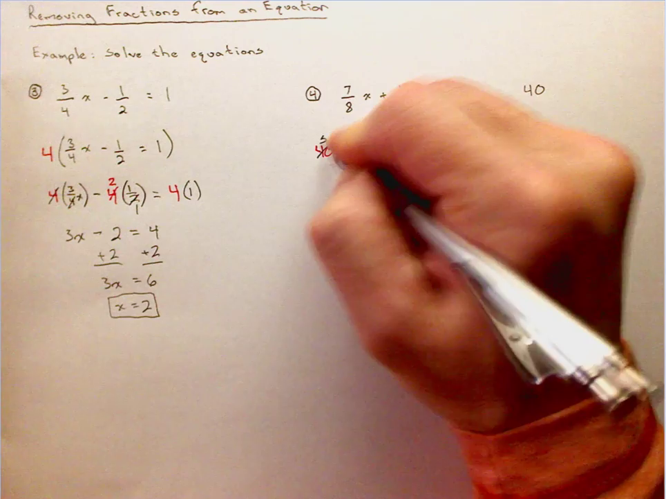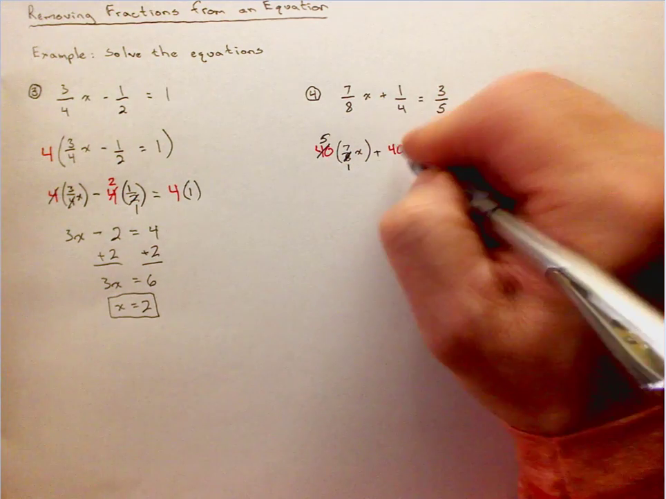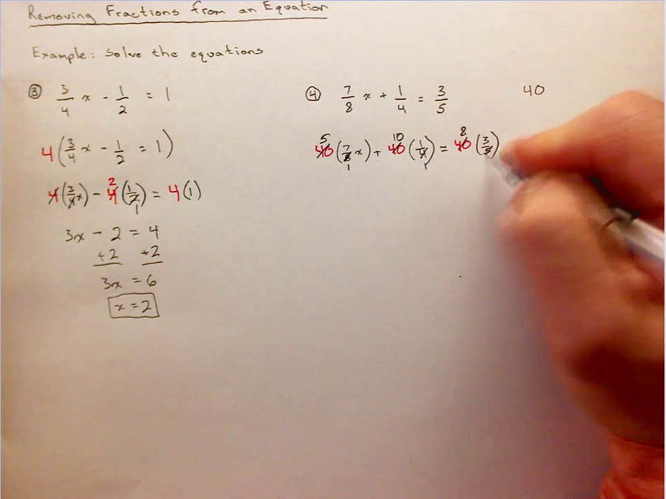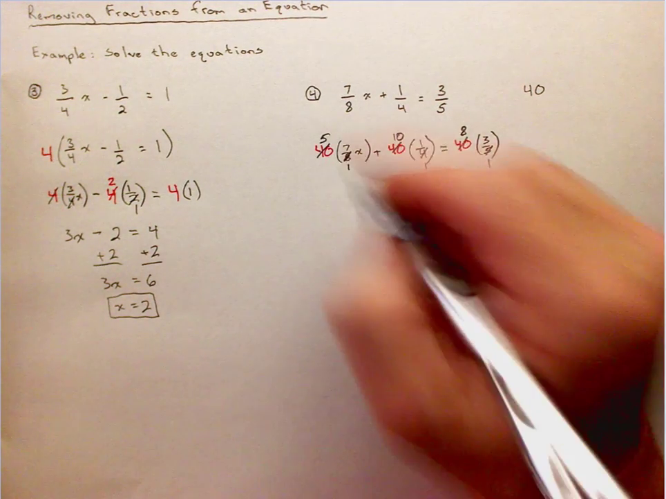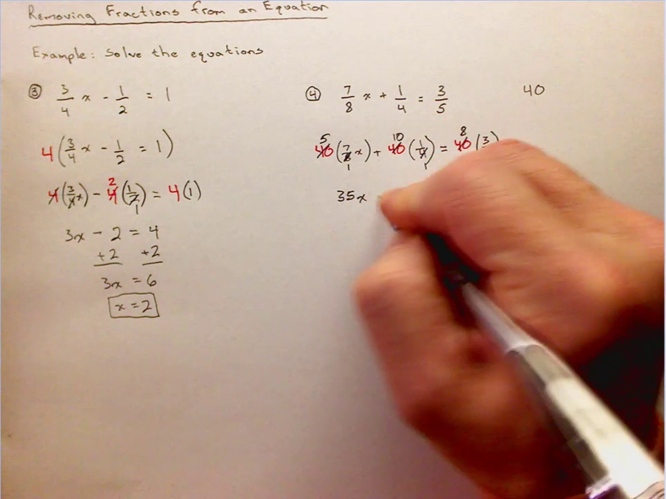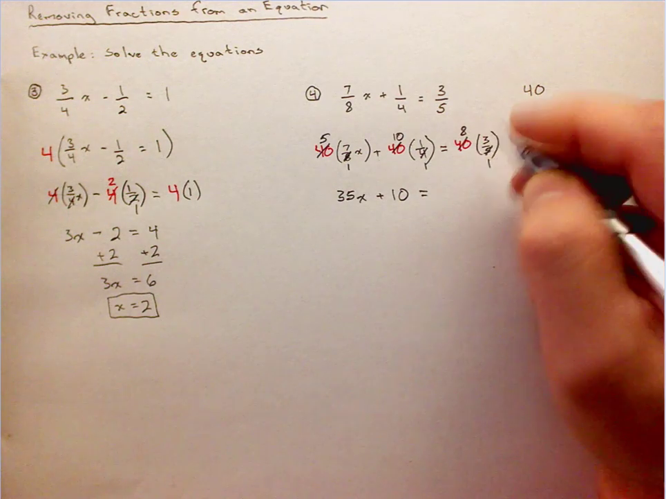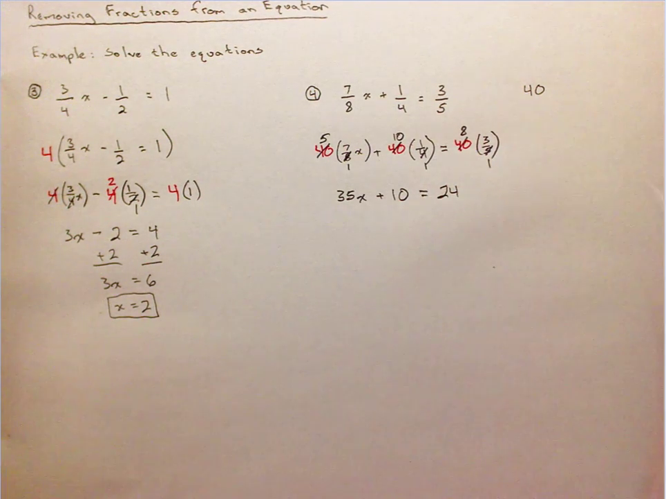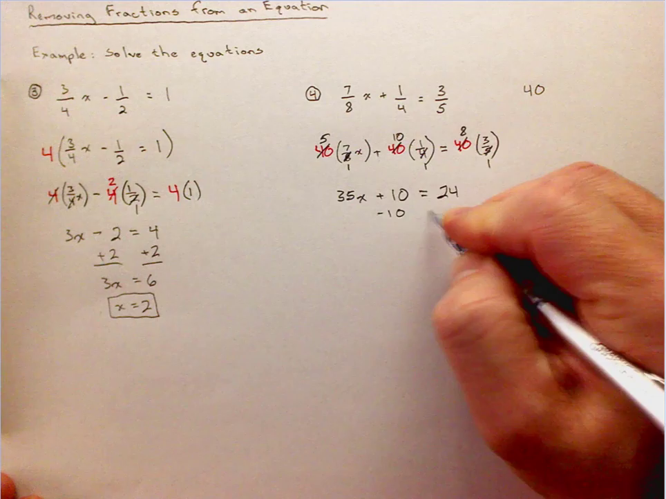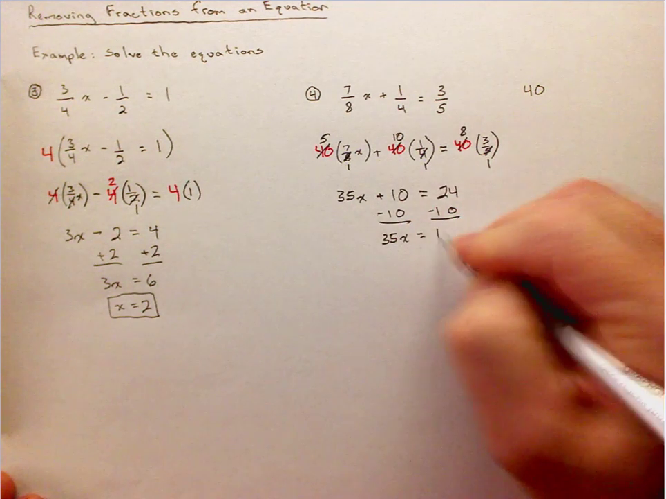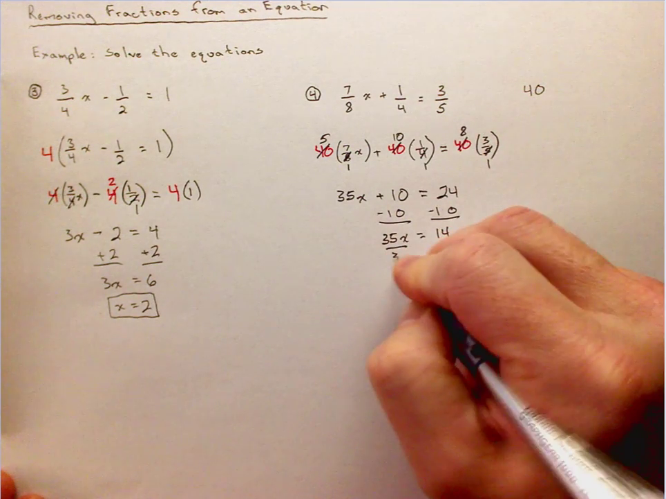This becomes a 5. That's gone. It's a 1. This becomes a 10. This becomes a 1. This becomes an 8. Becomes a 1. 5 times 7, 35x, plus 10, because 10 times 1. 8 times 3, 24. And then I subtract 10 from both sides. And then divide both sides by 35.